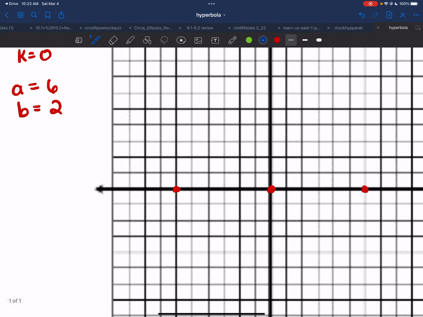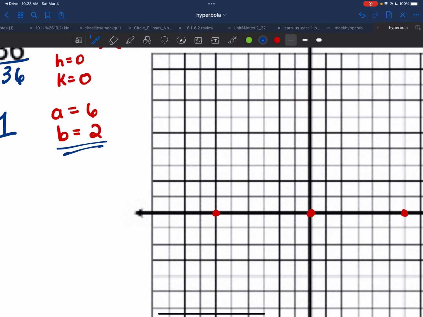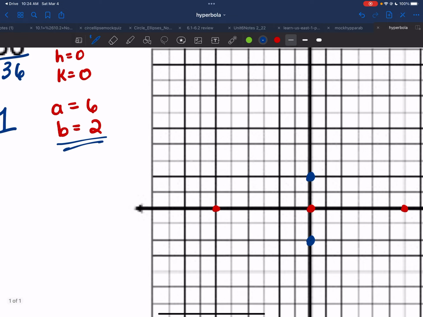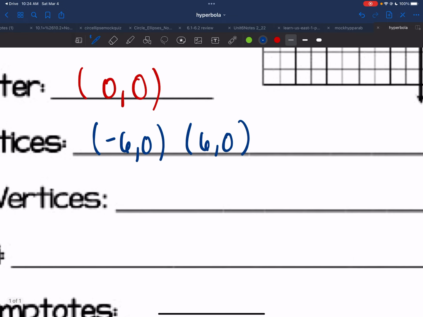Now I've got to figure out where my co-vertices lie. I'm going to put these in blue. That is based on my b value, which is 2. So I'm going to go up 2, and I'm going to go down 2. So those are going to be 0, 2, and 0, negative 2.